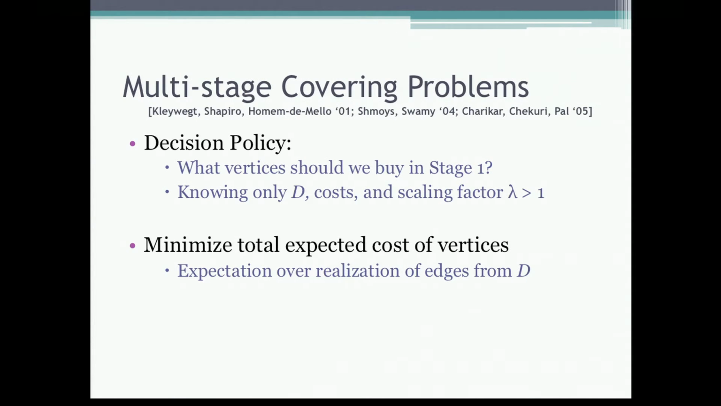So the decision policy is what vertices to buy in stage 1. Once you fix this, the vertices to buy in stage 2 only depend on what gets realized. That's a standard optimization problem. I shouldn't say easy. And the goal is to minimize the total expected cost of the vertices purchased, but the expectation is over the distribution D, or what is going to get realized tomorrow.